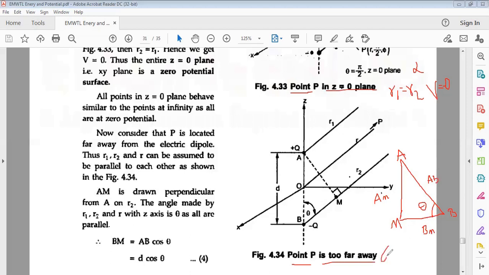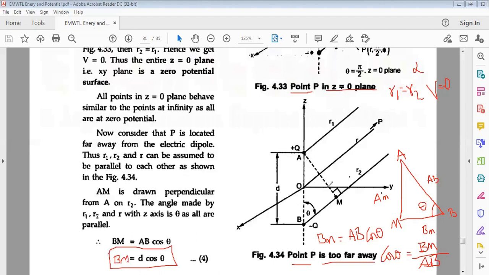So what is cos theta now? Cos theta is adjacent side by hypotenuse. The adjacent side is BM. The hypotenuse is AB. So BM is equal to AB into cos theta, AB cos theta. AB is nothing but the line AB. What is the distance of AB here? The length of AB is D. So BM is equal to D into cos theta.